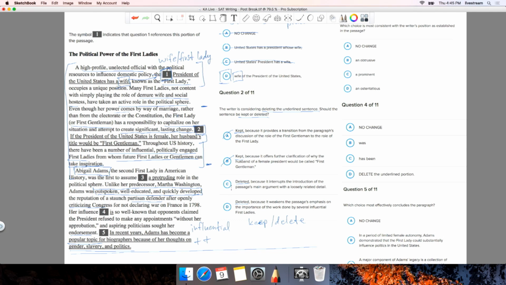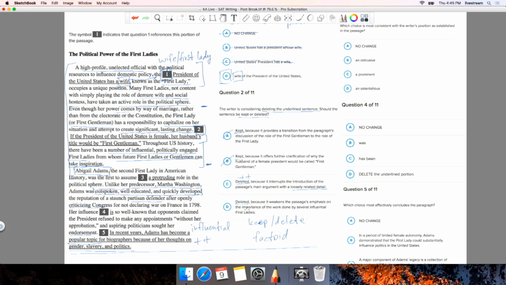And then let's look at C and D. Deleted because it interrupts the introduction of the passage's main point with a loosely related detail. So that's pretty much what I said, because there's the factoid that I don't think is relevant, and so that's pretty positive. I'm feeling good about that.